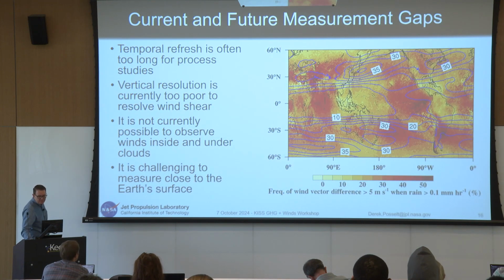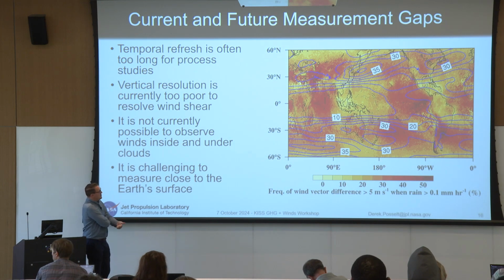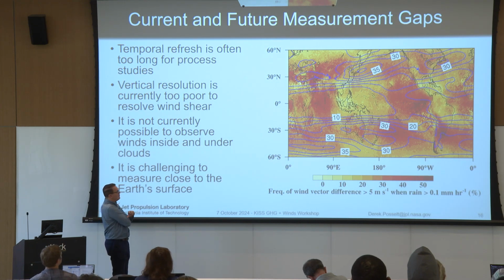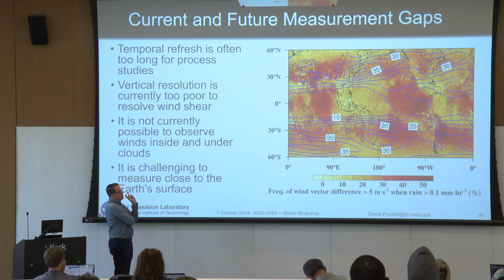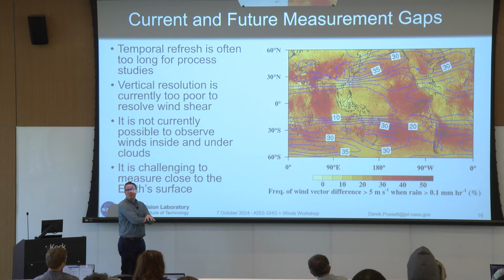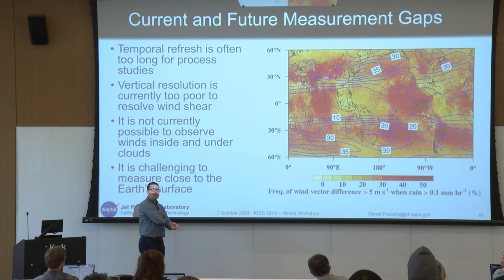Okay, I'm almost done. There are some significant gaps. I mentioned this at the beginning, and this is one of the challenges I think we're going to continue to face. So I'm curious as to where the greenhouse gas community most wants the winds, because I suspect that in some cases where we most need them might be some of the hardest places to measure.